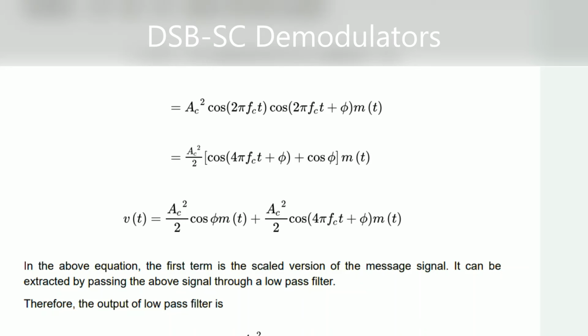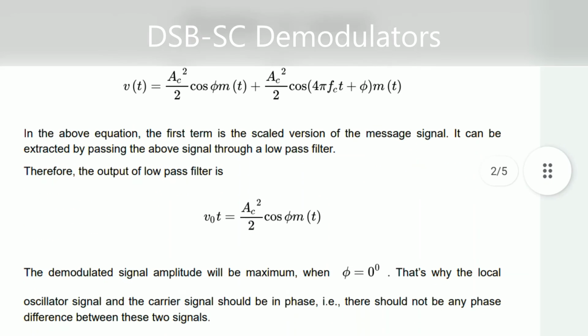So just see, the first term in this equation is the message signal, which can be extracted through a low pass filter. The output of the low pass filter will be the demodulator output or the message signal, which is Ac squared by 2 cos phi m of t. Here phi denotes what? If the demodulated signal amplitude is maximum, when will it be maximum? When phi equals 0 degrees.